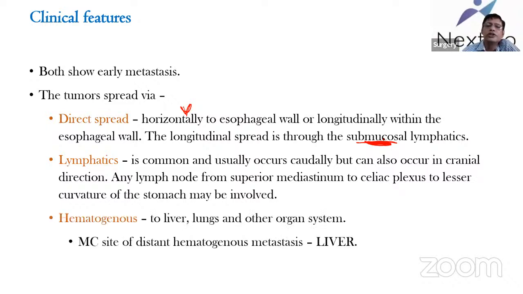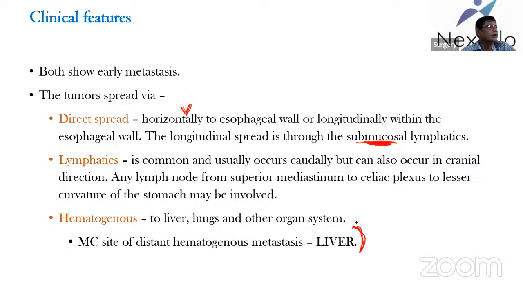And there may be a hematogenous spread also. This may happen to the liver, lungs, and other organ systems. Now, remember the anatomy of the lower esophagus: the lowermost part of the esophagus drains into the portal vein. This is why we have esophageal varices in the lower esophagus with portal hypertension. So the lowermost part goes into the portal vein and ultimately reaches the liver, and therefore the most common distant hematogenous metastasis of esophageal cancer, though it is present in the thorax, is to the liver.